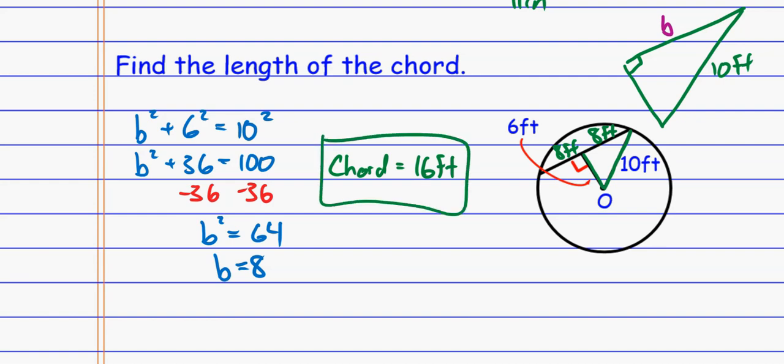So once again, the chord is being bisected when we draw that radius or that diameter perpendicular to it. So there are two things that happen here. Bisecting allows us to find some of those pieces of the chord pretty easily, but the fact that it's perpendicular allows me to set up right triangles and solve using the Pythagorean theorem.